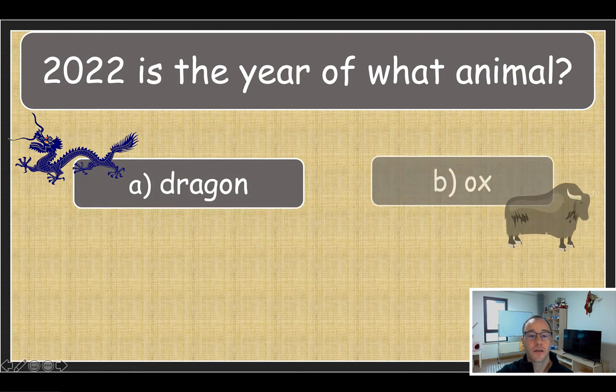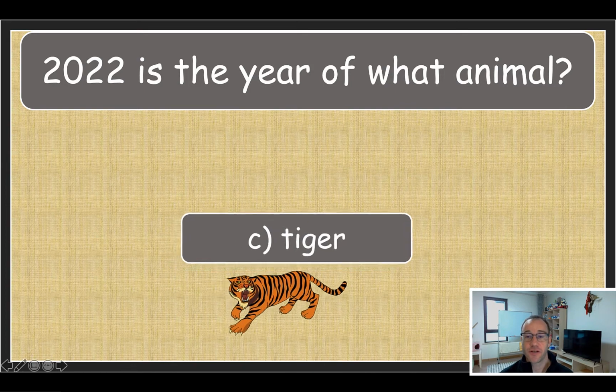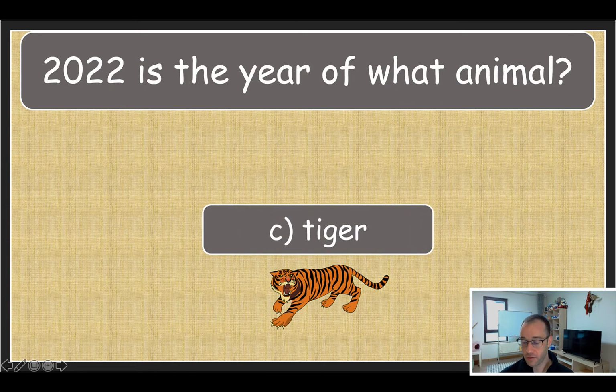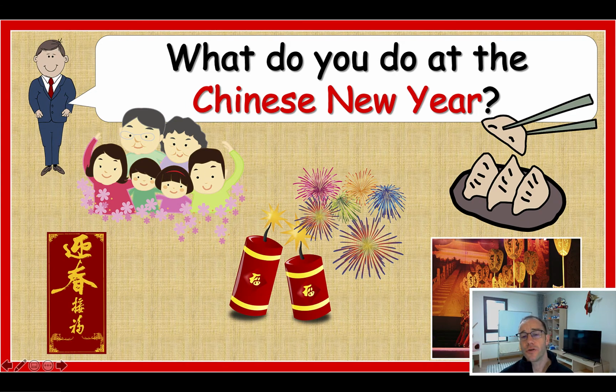For pop quizzes, I would select one student from each team and let them choose the right answer. Of course, this is going to be quite easy, especially if you're teaching this in China, they're going to know it's the year of the tiger. Okay, so what do you do at the Chinese New Year?